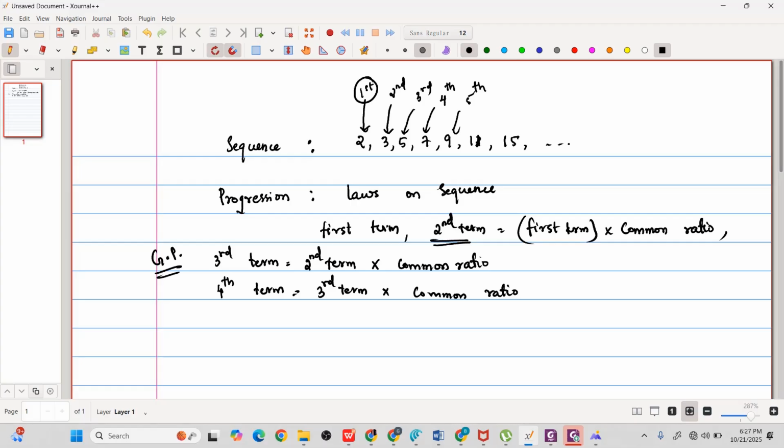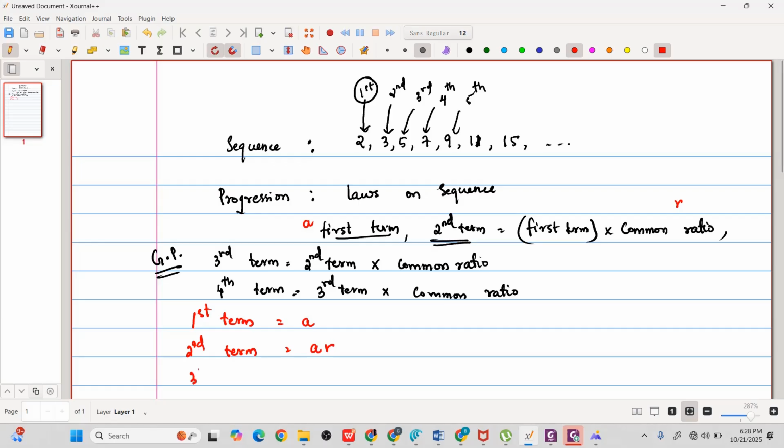In general, the first term is represented by a small letter A, and the common ratio is represented by R. Now we can write the first term of the GP as A. The second term is the first term multiplied by the common ratio, so it is AR.